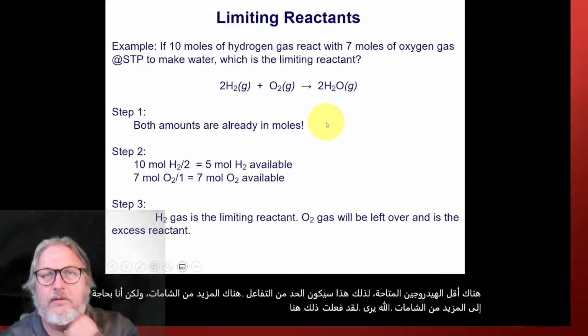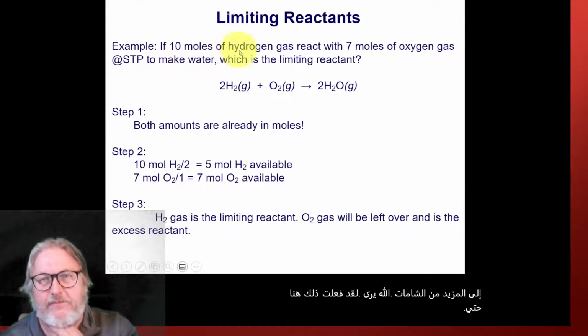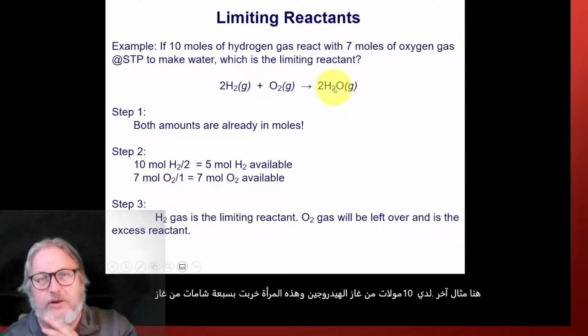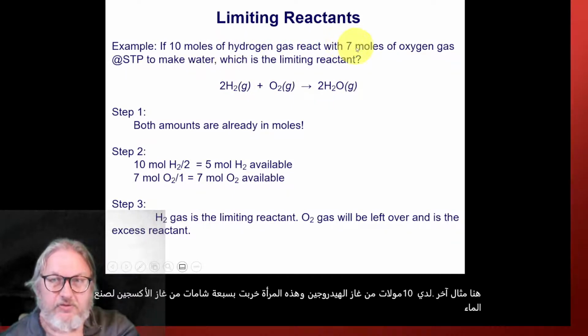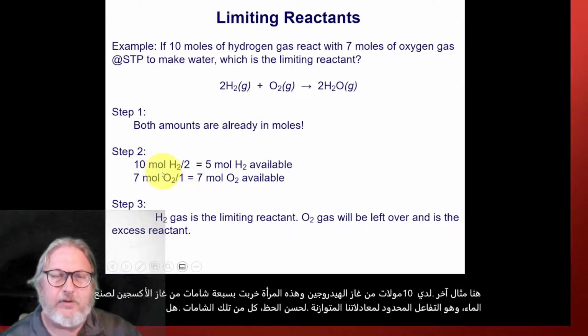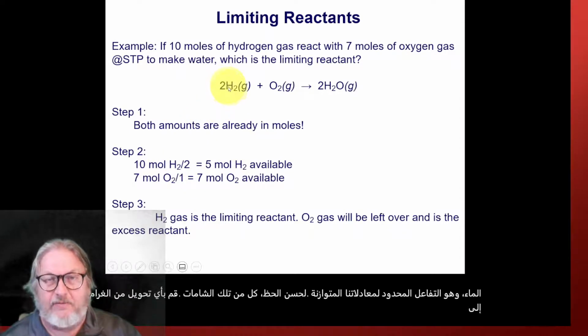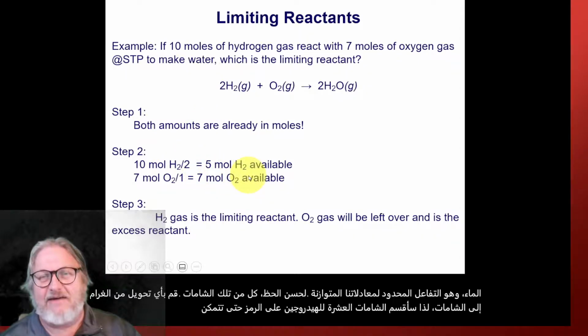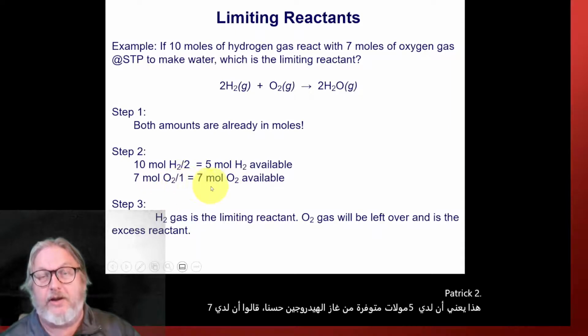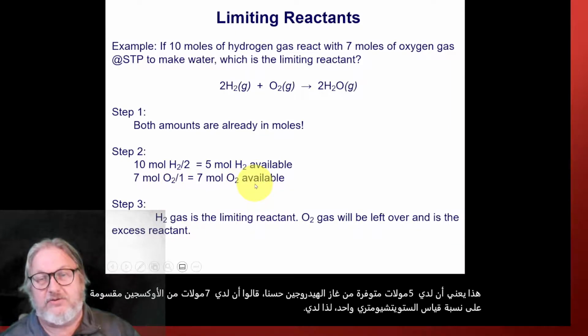So, here's another example. I've got 10 moles of hydrogen gas, and it's going to react with 7 moles of oxygen gas to make water. Which is the limiting reactant? There's our balanced equation. Luckily, both of those are in moles, so I'm not doing any conversion from grams to moles. I'm going to divide the 10 moles of hydrogen by the stoichiometric coefficient, 2. That means I have 5 moles available of hydrogen gas. Well, I've got 7 moles of oxygen divided by the stoichiometric ratio, 1. So I have 7 moles available.